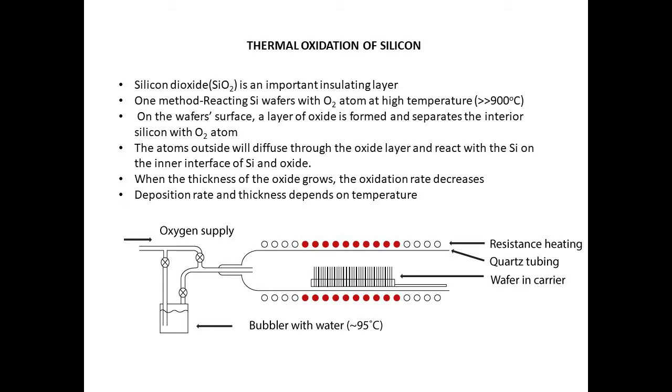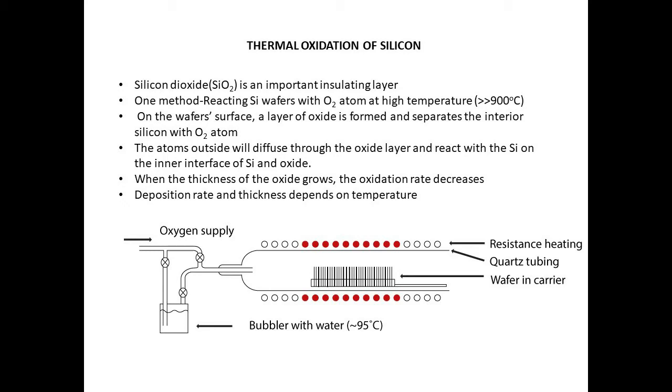So how are you going to oxidize? How do you make sure that you can get the silicon dioxide? One of the ways is to react the silicon wafers with oxygen atoms at high temperature, which is usually more than 900 degrees Celsius. The most important part of the slide is the setup of the thermal oxidation of silicon equipment.